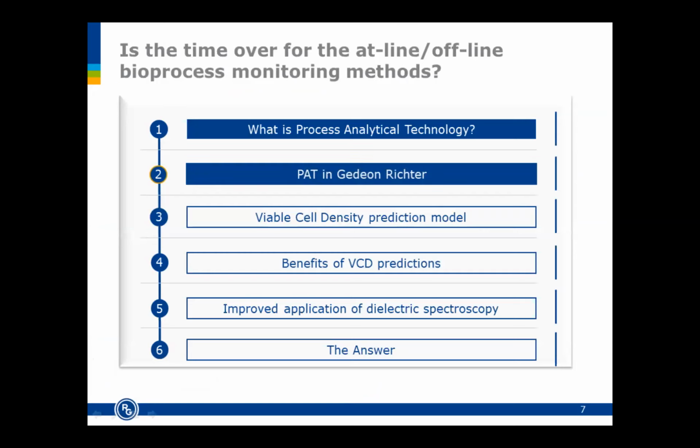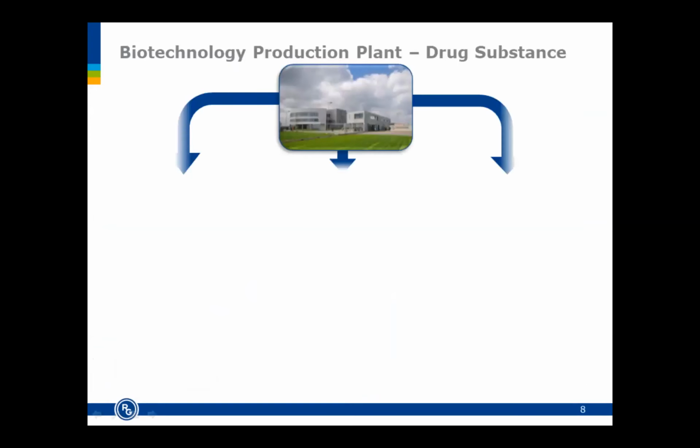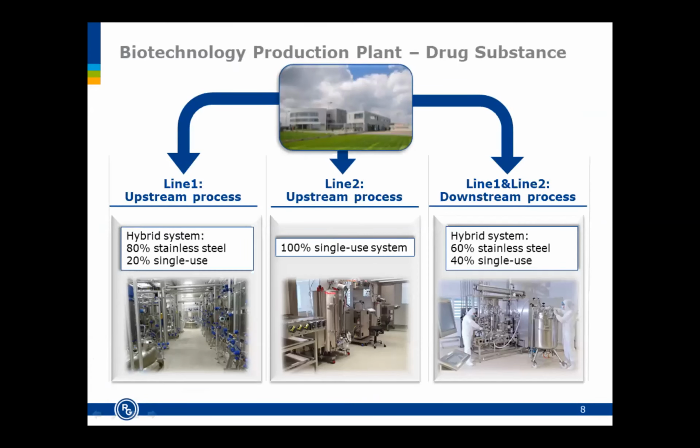How does PAT look in Gedeon Richter? This is our production plant, which was actually a greenfield investment. We used to look at the rabbits on the fields from the office. And we have two production lines here. In the case of line 2, our upstream process consists of totally single-use equipment, while the others are hybrid systems.